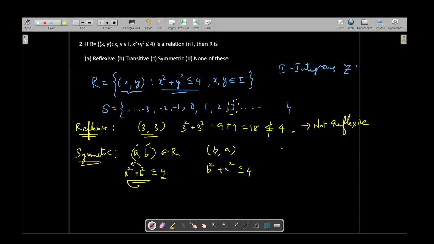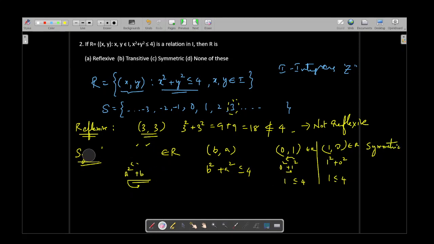For example, if I take 0 and 1, 0 square plus 1 square is 1, which is less than or equal to 4. And if I reverse it, (1, 0), it is 1 square plus 0 square. I'm just interchanging these two, since the square and addition will not change the outcome of the function. So here we'll get 1, less than or equal to 4 only. So if (a, b) is a member of R, (b, a) is also a member of R. Hence it is symmetric.